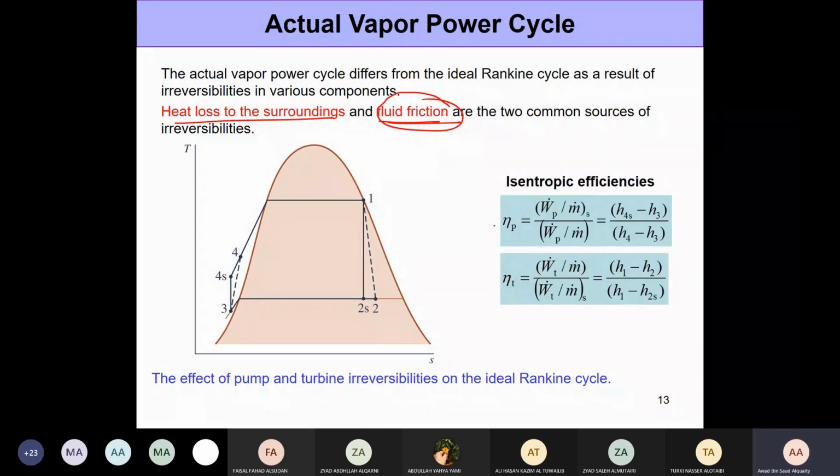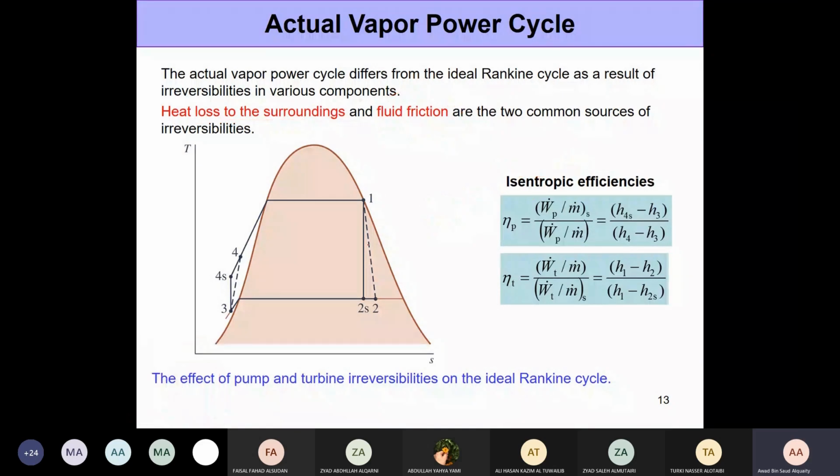So the isentropic efficiency allows you to compare the work input or output for an actual case as compared to an ideal case. An ideal case is basically an isentropic expansion or isentropic compression, just like we did in example 8.1. That's why the name isentropic efficiencies.